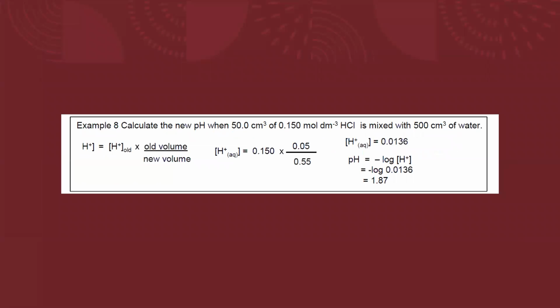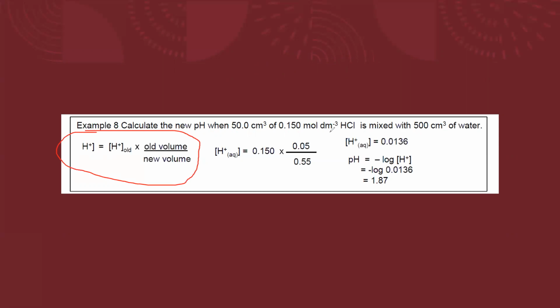So in this question, calculate the new pH when 50 cm cube of 0.150 mole per dm cube HCl is mixed with 500 cm cube of water. What happened basically is that adding water makes the solution dilute, and they will have the same moles, so concentration into volume. So we can use the formula C1V1 equals C2V2, or I can use this formula, which is the same.